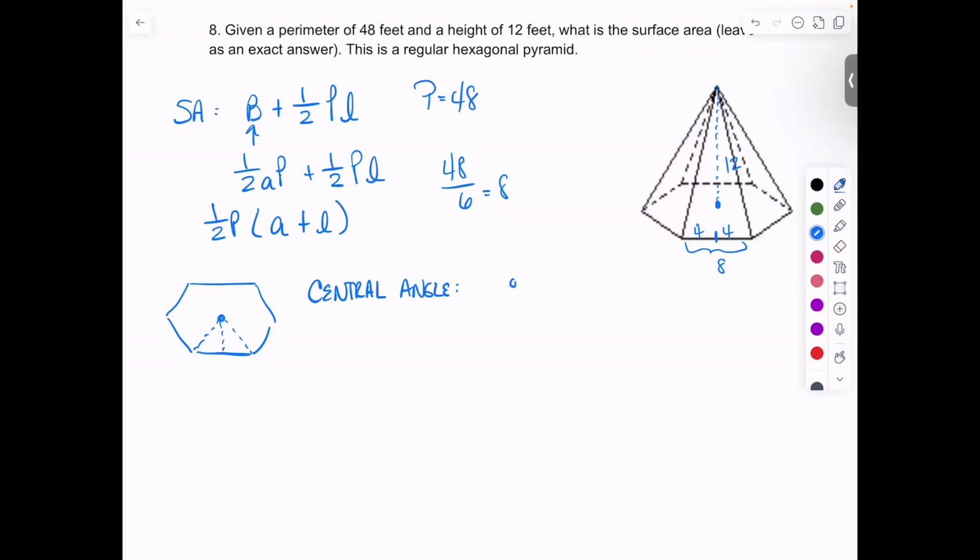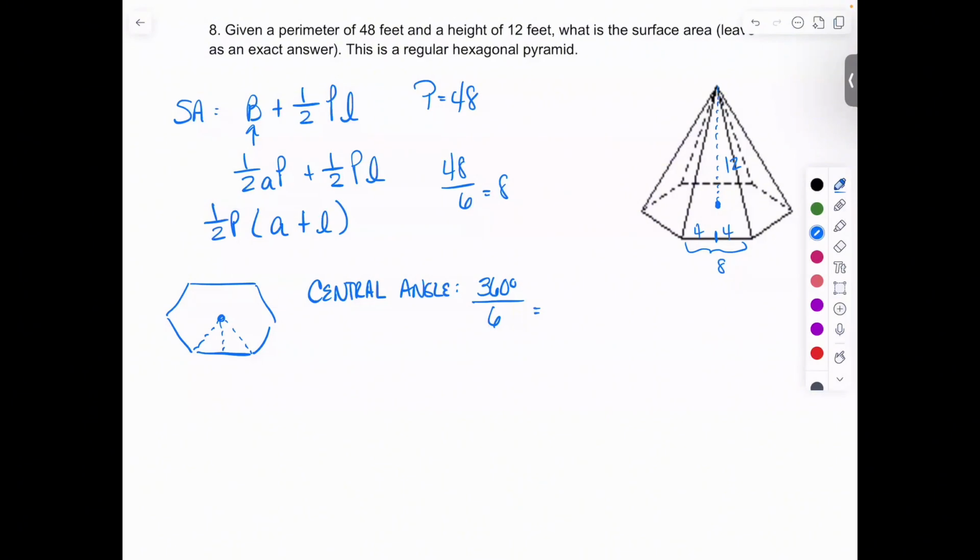Okay, so it's 360 divided by 6. That's a central angle of 60 degrees. So I know I'm dealing with the 30, 60, 90 situation. Let's break it down even more.